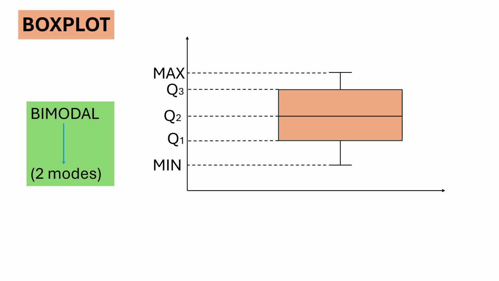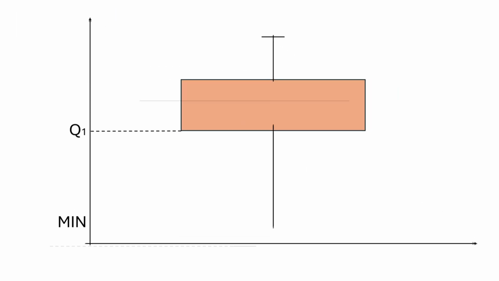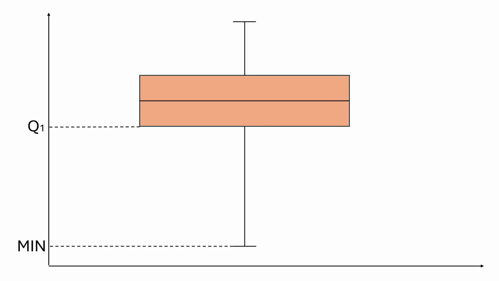So let's just consider the minimum value and the first quartile. A box plot will tell us that 25% of the dataset lives in this region, in between these two limits, the minimum value and the first quartile. But it will not show us how these 25% of the dataset is distributed between these two limits. Is the data concentrated near the minimum value, or near the first quartile, or is it distributed uniformly, or randomly distributed between these two limits? This information is not given by a box plot.